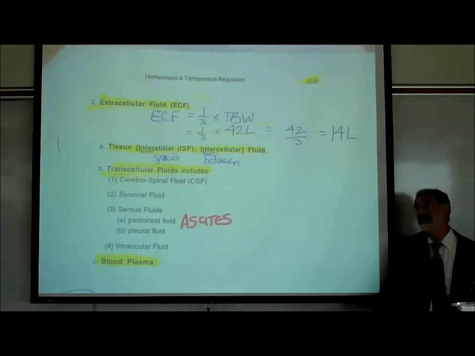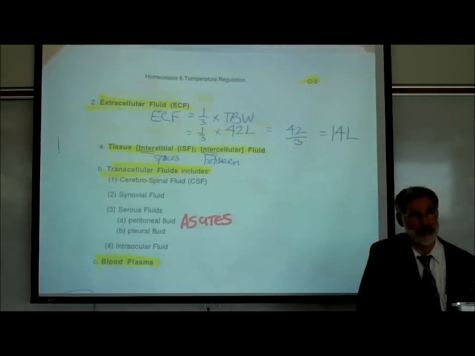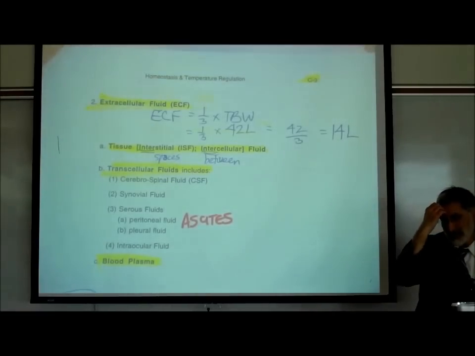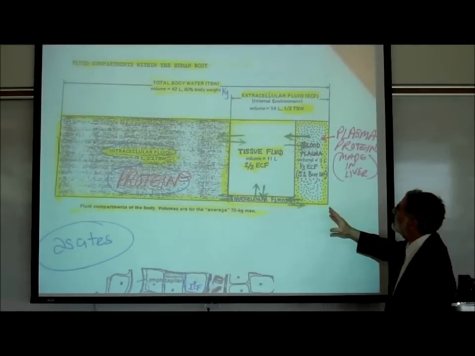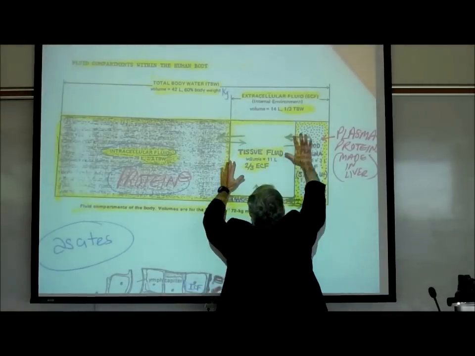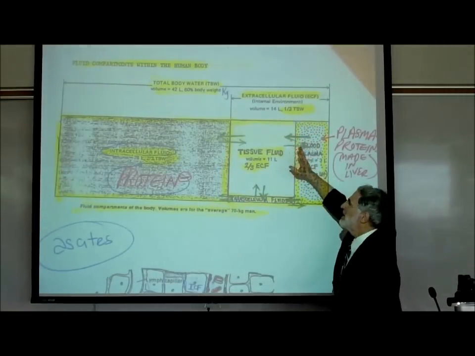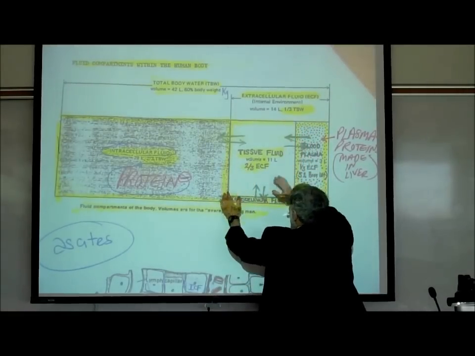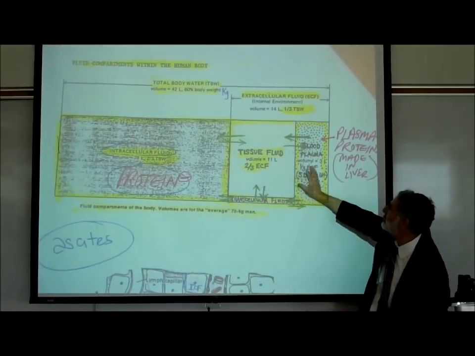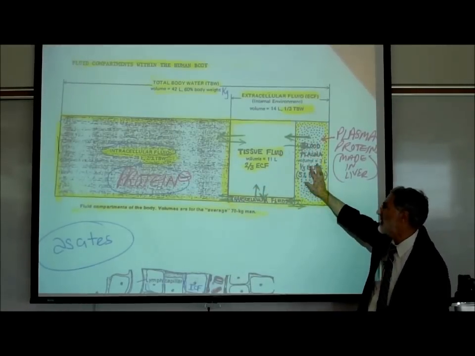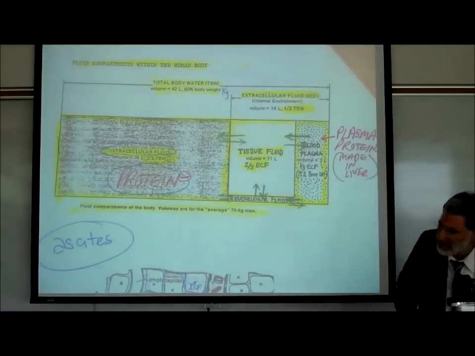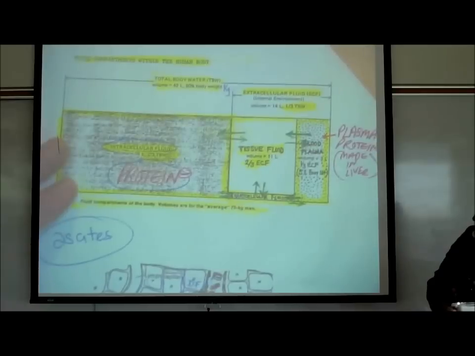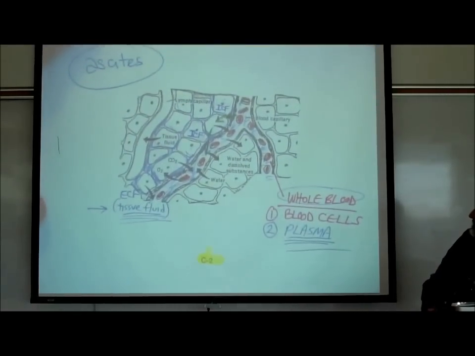Now, there are different types of extracellular fluids. Let's go back here to the diagram, and we see that there's something called tissue fluid, something called transcellular fluids, and something called blood plasma. These are three different types of extracellular fluids. Let's try to convey what this means. Let's look at the bottom picture.